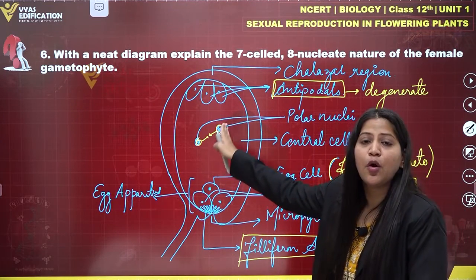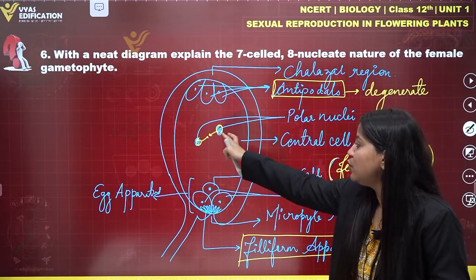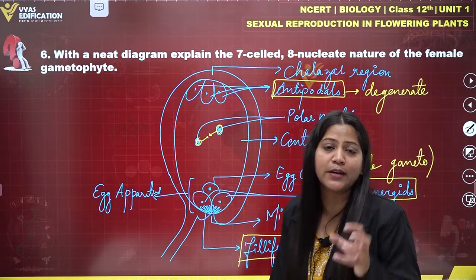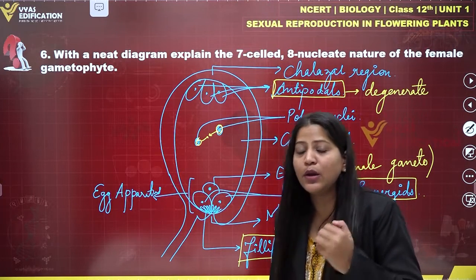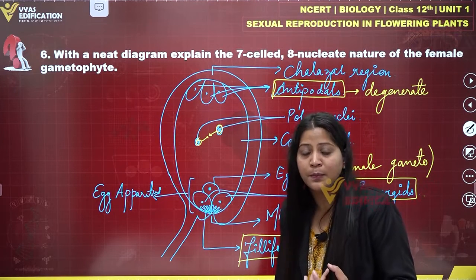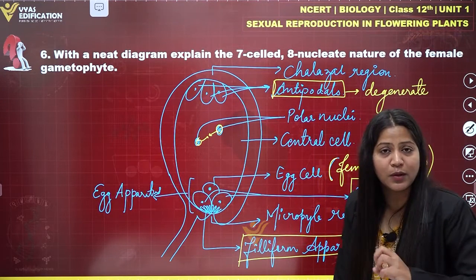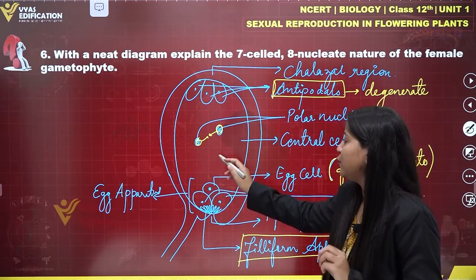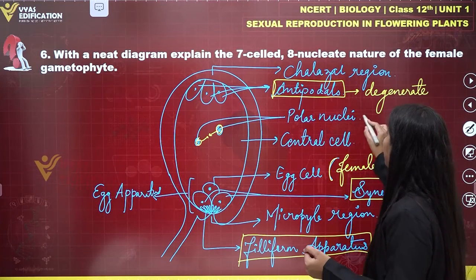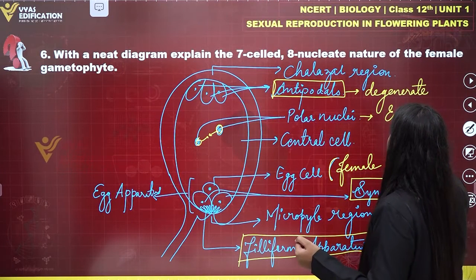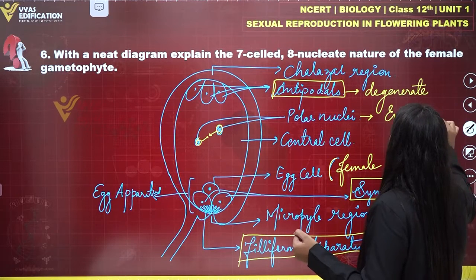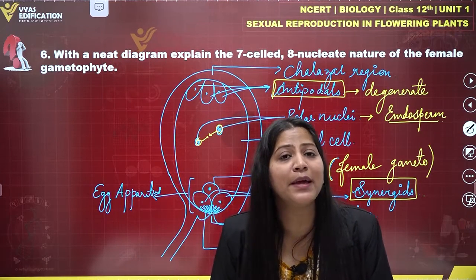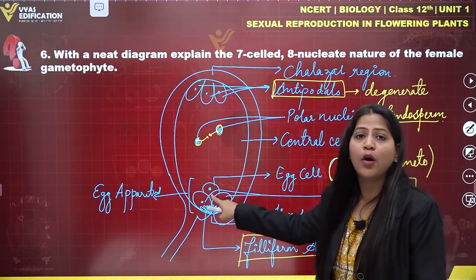After this fertilization, as the two nuclei of the female gametophyte and one nucleus of the male gametophyte fuse with each other, we call it triple fusion, as three nuclei are fusing. The result of triple fusion is the endosperm, which is going to provide nutrition or nourishment to the developing embryo from this zygote over here.